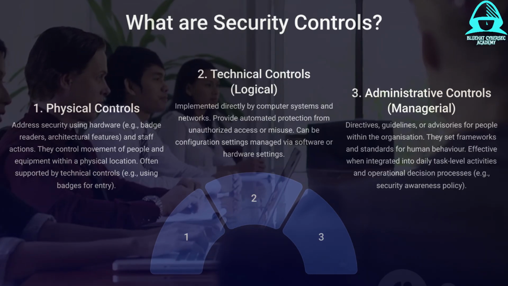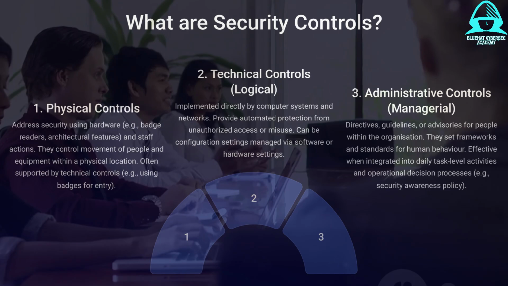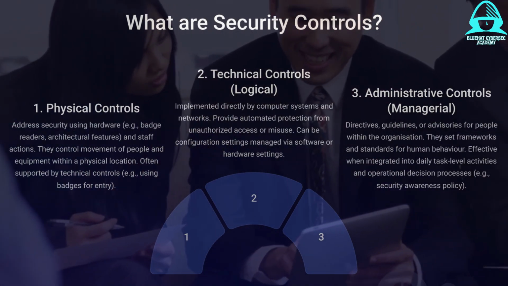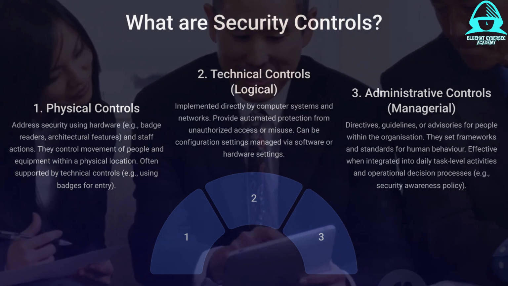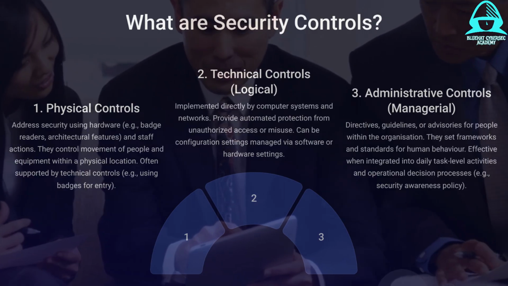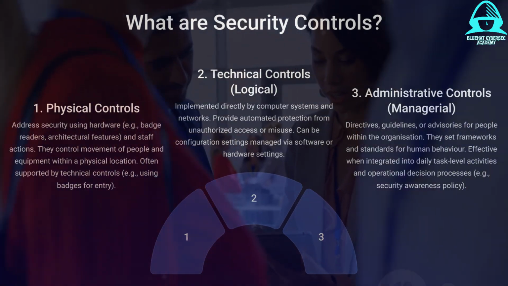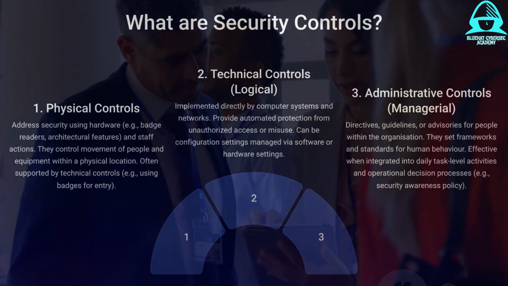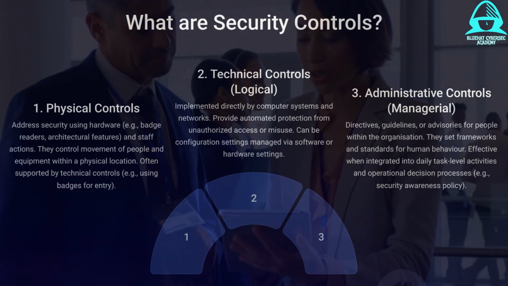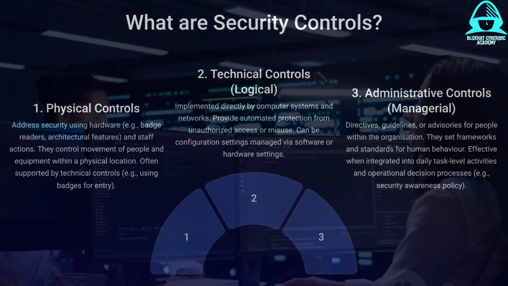And finally, administrative controls, which are also known as managerial controls, are basically directives, guidelines, or advisories that are aimed at the people within an organization. These controls give frameworks, constraints, and standards for how people should behave, and honestly, they should cover everything the organization does, including how it interacts with outside parties and stakeholders. When used well, administrative controls can be super effective for keeping information secure. Even something simple, like a security awareness policy, can work really well if everyone is trained and practices it regularly.